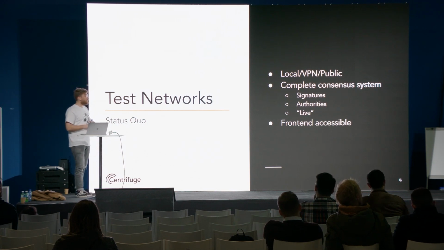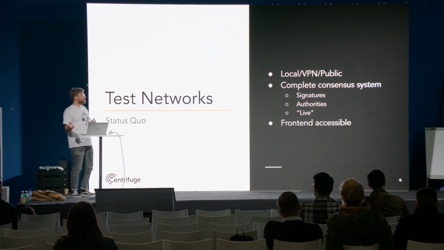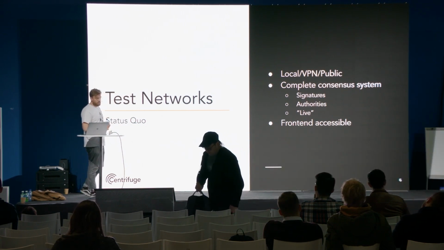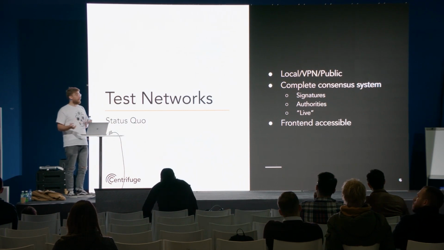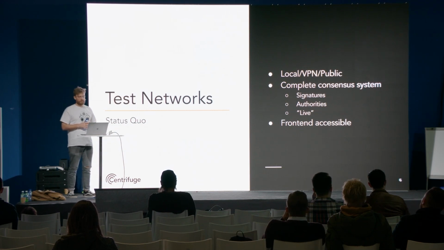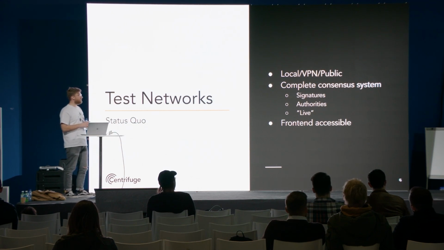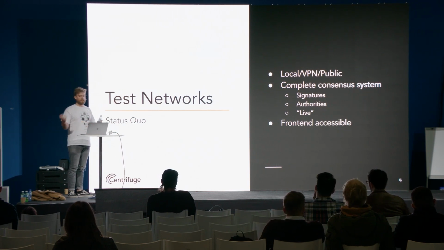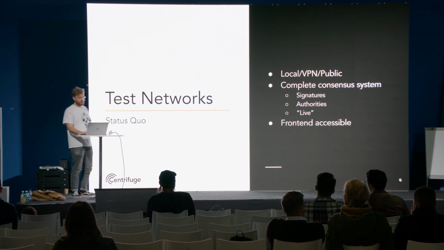And then test networks are basically the other extreme, the system testing. Those are the system testing things that we have in Substrate, and this can be a local network, but this can also be a virtual private network or a public test network, like Rococo, for example. Basically, this is the complete consensus system that you actually have started. So you have signatures, you have authorities, you can connect your front end, maybe a block indexer, anything that your real system can use, you can also use there.